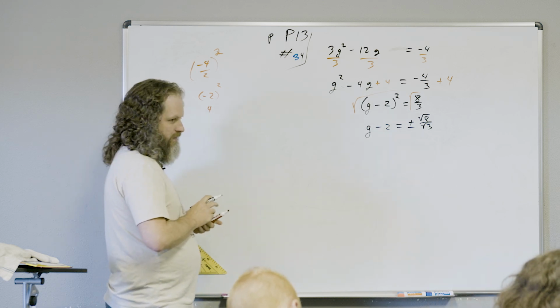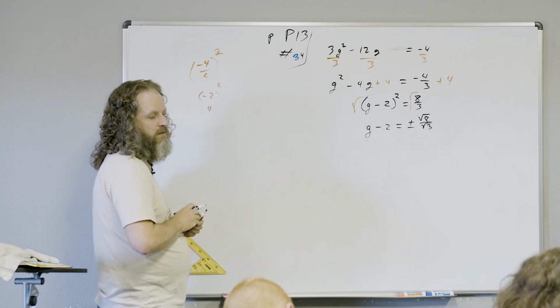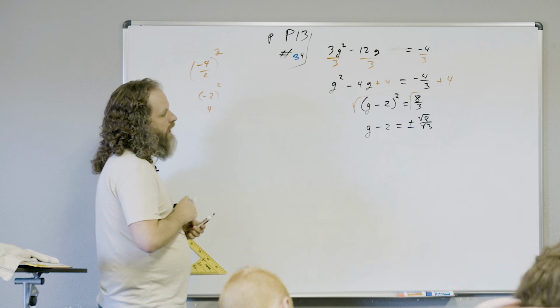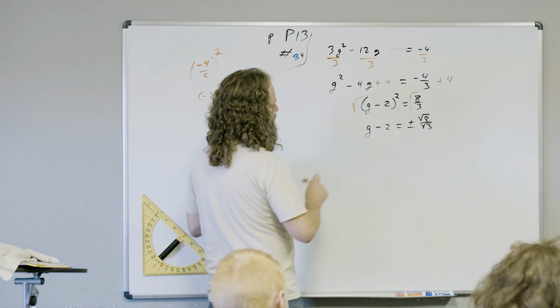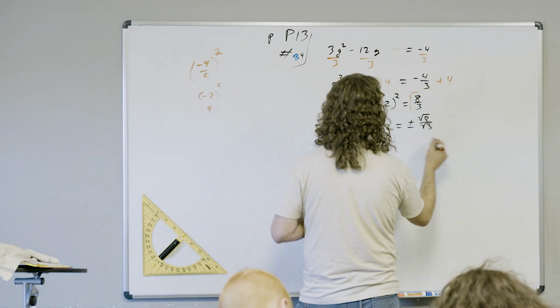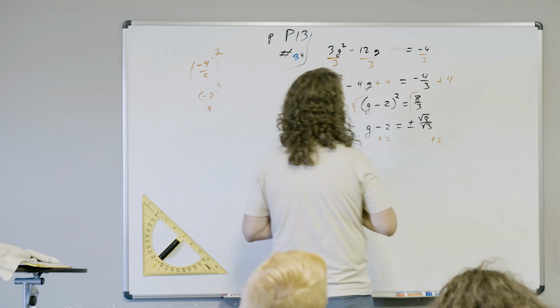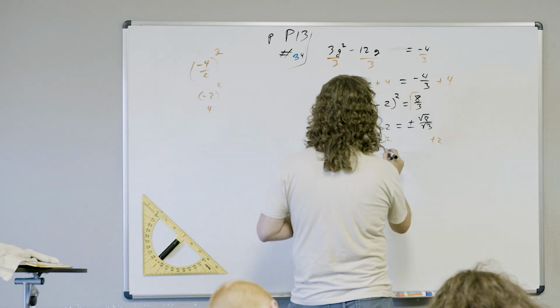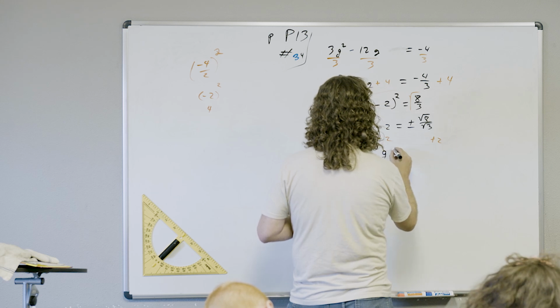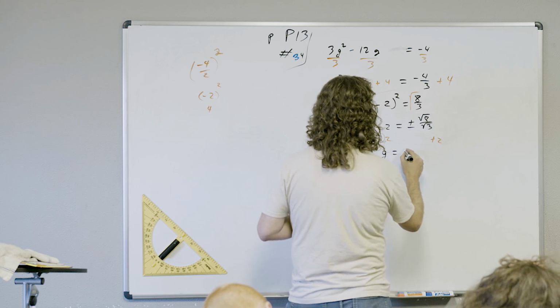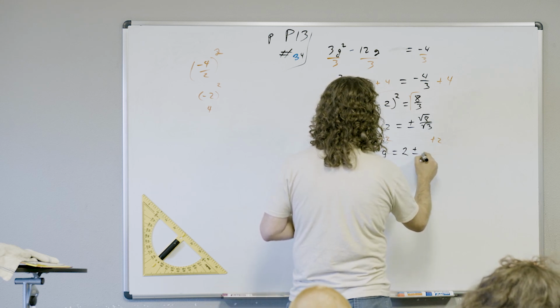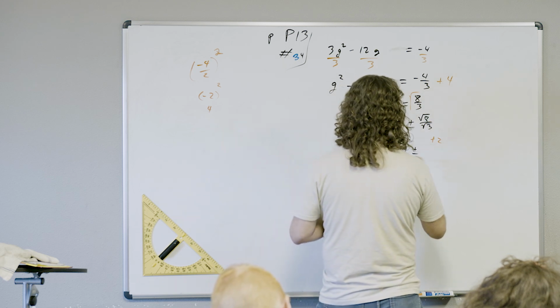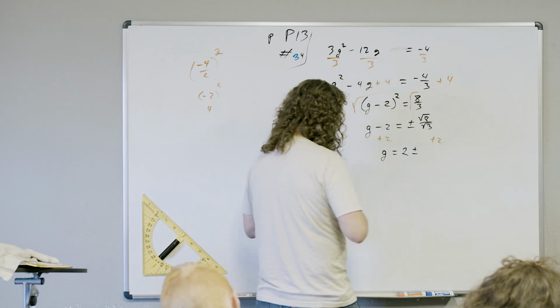Okay, and how do we proceed with that? Well, we're going to add 2 to both sides real quick and deal with that. And you're looking for a perfect square, right? Not yet, but we will be. So now we've got g equals 2 plus or minus. Let's go ahead and deal with that now, yeah?